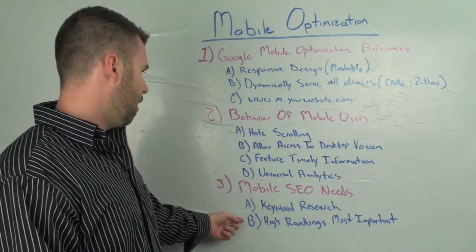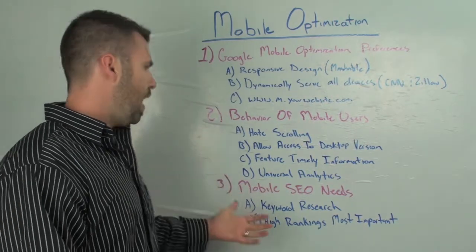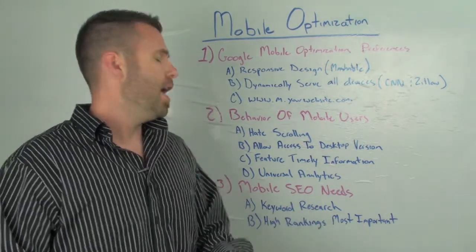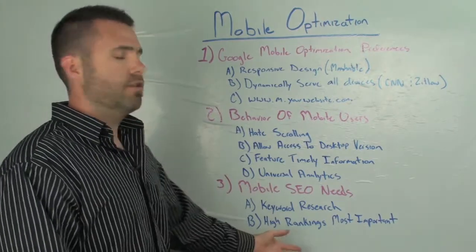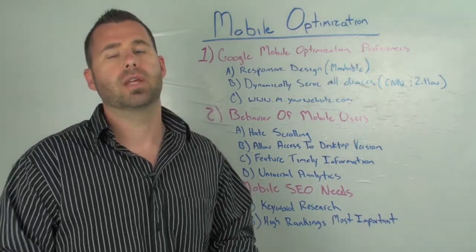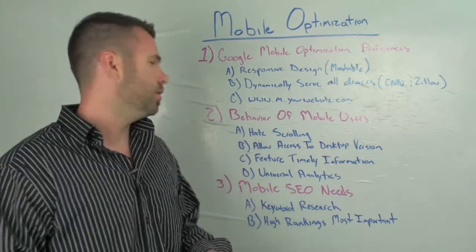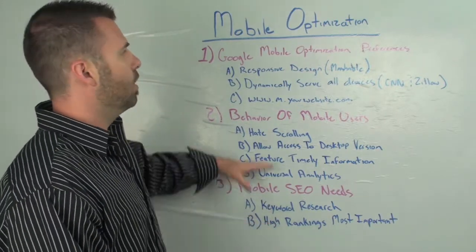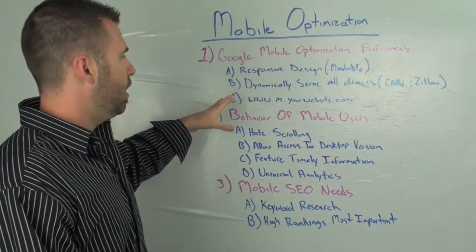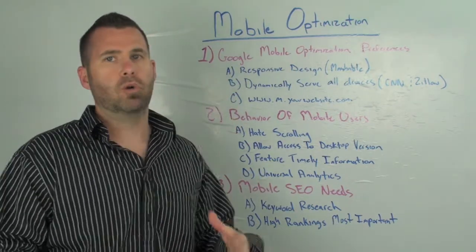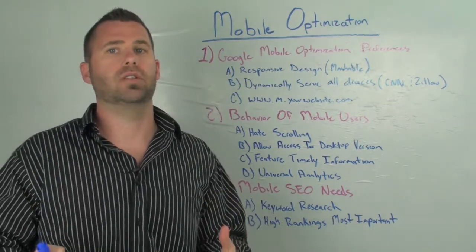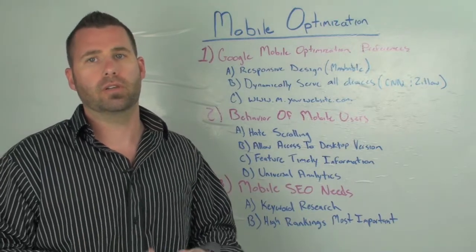The last thing along with those results is that high rankings are the most important thing. As much as people hate scrolling, they're also not going to go to page 2 or page 3. So being high in the local listings is so important. That's why it's so important to follow the things mentioned above, and really have a mobile optimization strategy.